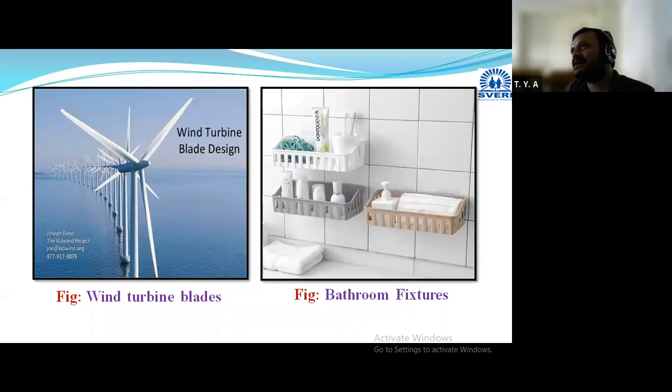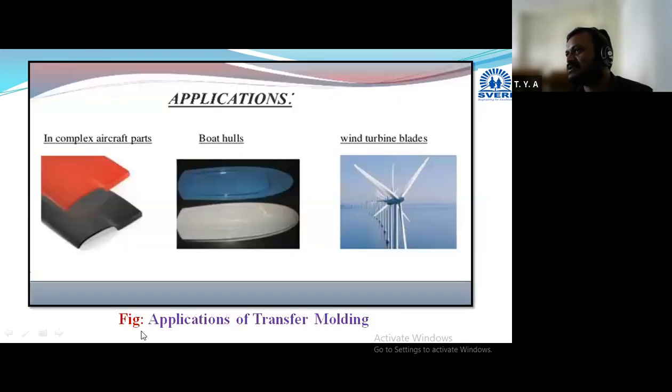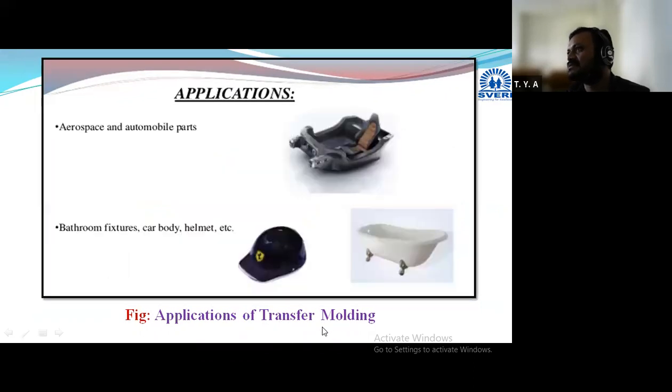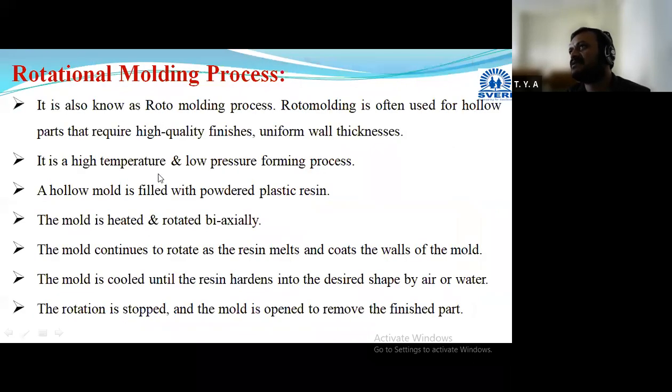and applications, some manufacturing of bathroom fixtures. Okay, these are plastic fixtures which we are using in the bathroom. These are manufactured with the help of the transfer molding process. Then the boat hulls, some components which we are using in the aircraft industry. Then wind turbine blades, we can manufacture them with the help of the transfer molding process. Okay, so these are some applications.